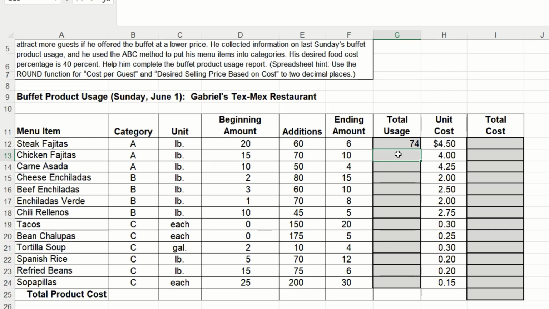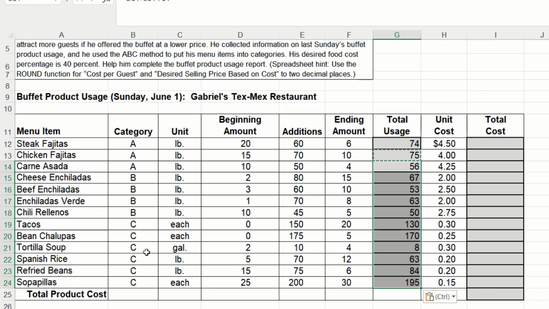Let's do that again for the chicken. We start with 15 pounds in the chafer. We add 70 throughout the shift, and then we end up with 10 pounds. So we know we use 75 pounds of chicken, okay? We can use the same formula for the whole entire column.